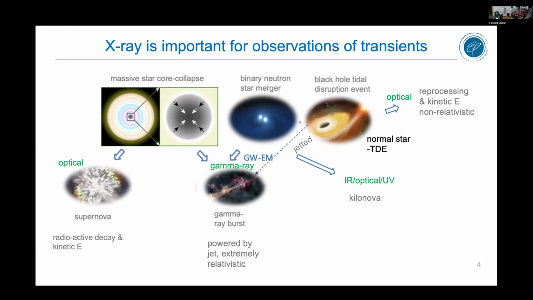So this is a plot showing what transient phenomena we can study with non-X-ray observations. For the massive star core-collapse supernova, in optical we can see the supernova, and we can study the radioactive decay and the kinetic energy. It can also produce gamma-ray radiation, and the gamma ray is powered by a very strong jet.